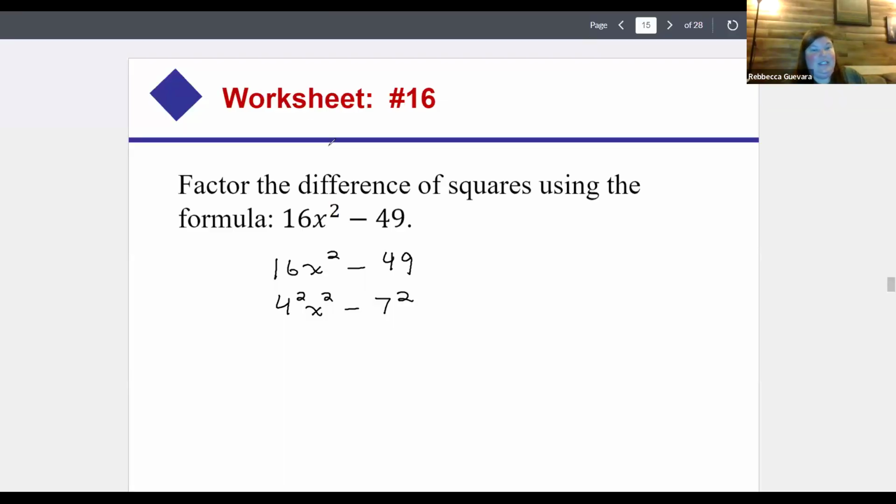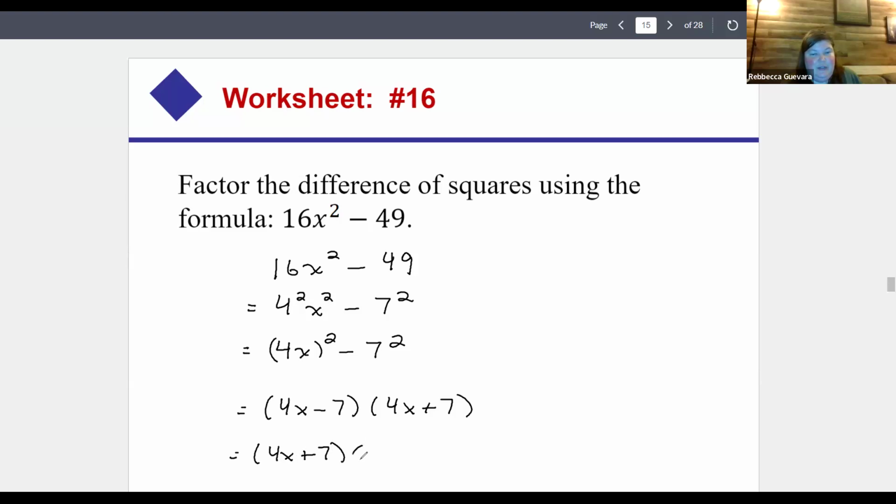So for 16, we have 16x squared minus 49. 16 is just 4 squared. Because of the rules of exponents, I have the same power, so I can pull out that power and say that's just 4x squared. 49 is just 7 squared, which stays here. So I have a difference of squares. Factoring this, it would be 4x minus 7, 4x plus 7. Or you could have written it the other way. It doesn't matter which one's the plus and which one's the minus. It's going to be the same.